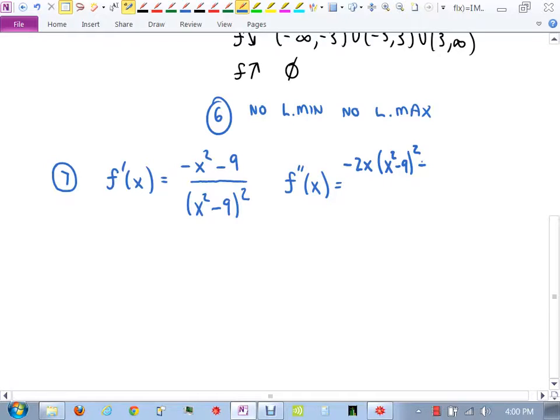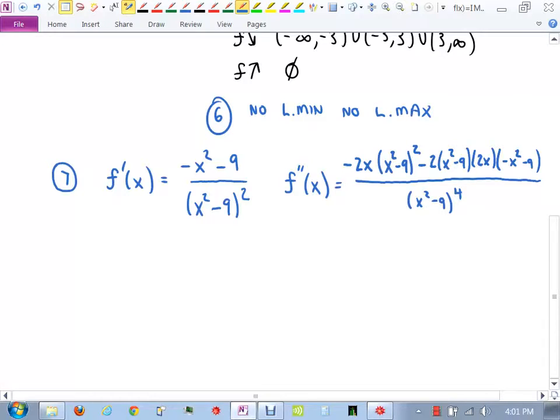minus the derivative of the bottom. Who wants to volunteer the derivative of the bottom? 2 times x squared minus 9 times 2x times negative x squared minus 9, all over x squared minus 9 squared squared, which is the 4th. Whew.